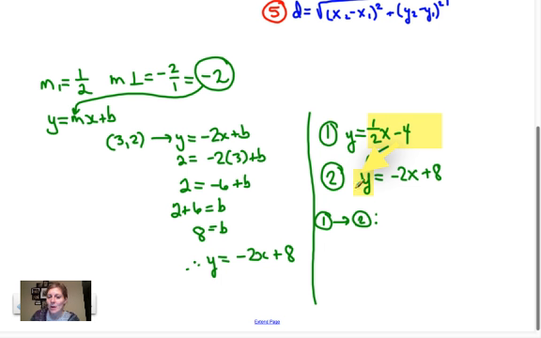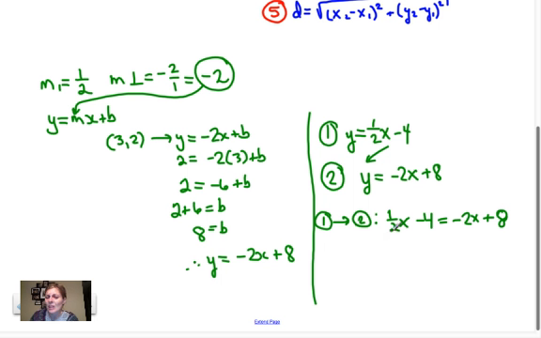So what used to be a y, I'm going to rewrite as 1/2 x minus 4, because that's another way to write y. That's what it says here, y is 1/2 x minus 4. So y is 1/2 x minus 4, and then we're back here. There's the equal sign, and there's negative 2x plus 8. Good. And let's solve.